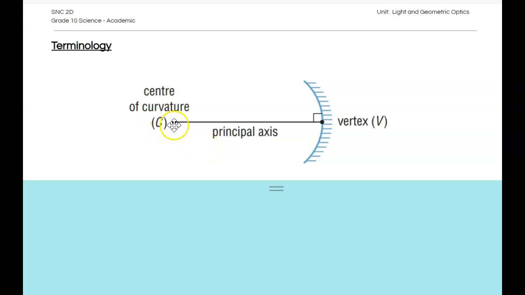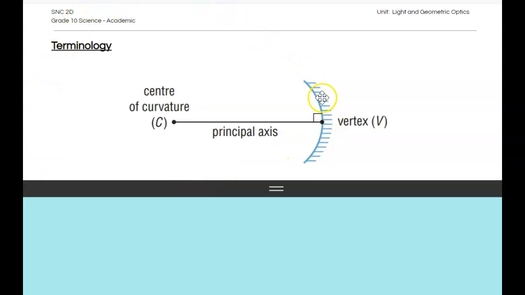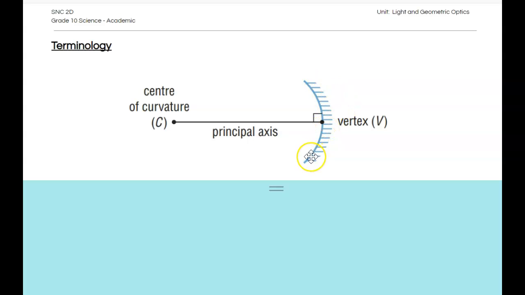Okay, now the center of curvature. So the center of curvature is basically, and this is a little bit tricky to envision, but I want you to imagine that this mirror was a circle, and then that circle went all the way around. Now the mirror is not drawn really super effectively to show you that, but I want you to imagine that this center of curvature would be the center of the circle. Right? So if we extended that mirror, then this right here would be the center of the circle, and the distance from C to the vertex would essentially be the radius of that circle. Okay, so that's some important terminology.